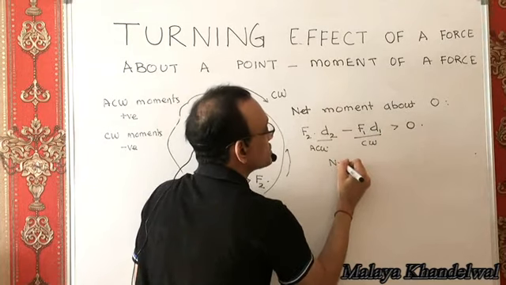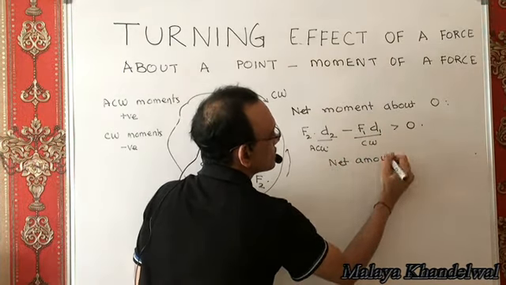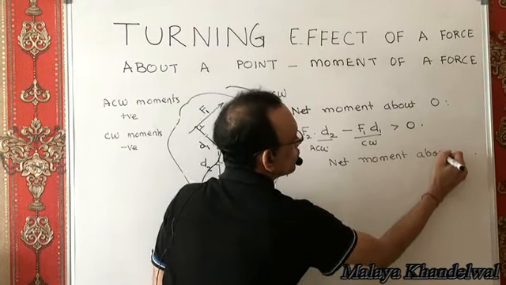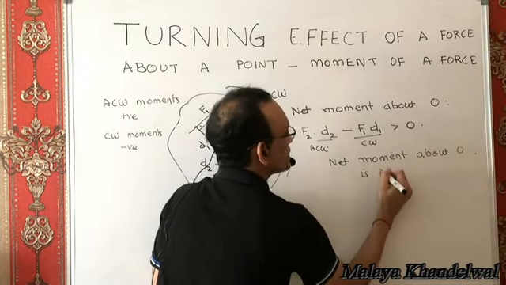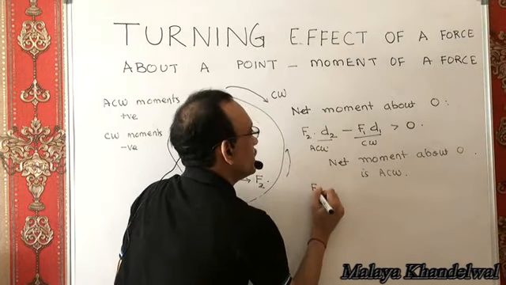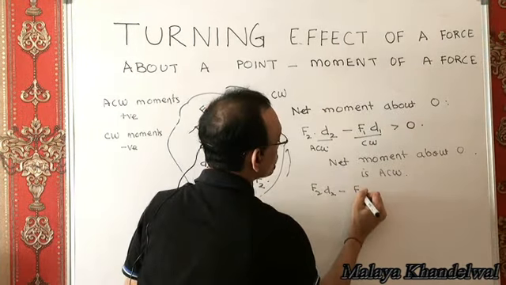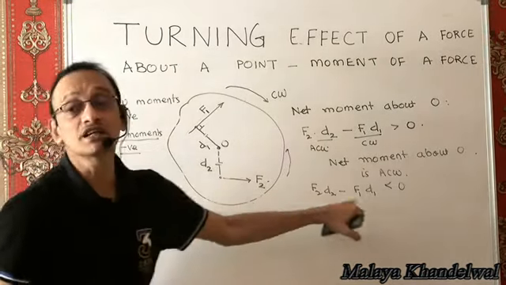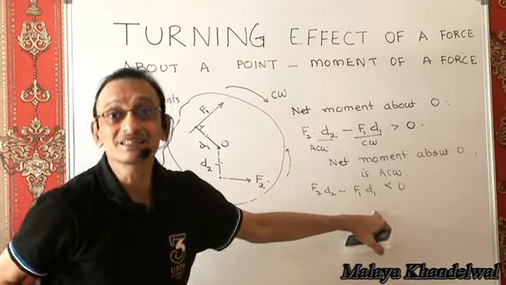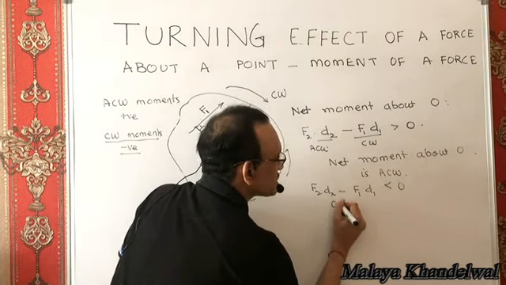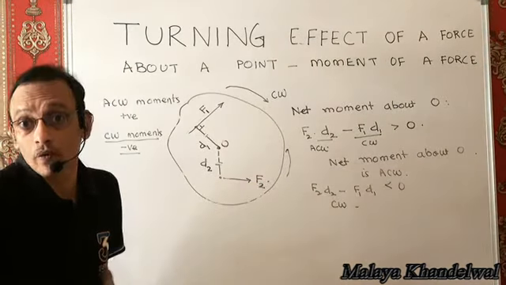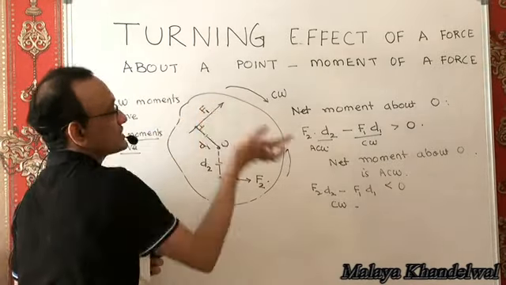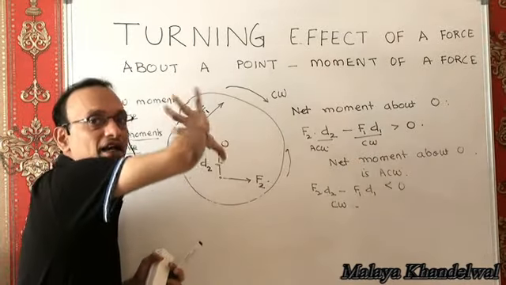then the net moment about O is anti-clockwise. If F2 into D2 minus F1 into D1 turns out to be negative, clockwise moments I have chosen negative, that means the net moment about O is clockwise. The net turning effect is clockwise. That means if this is less than 0, then this body would turn in a clockwise sense. If this is greater than 0, it will turn in an anti-clockwise sense.